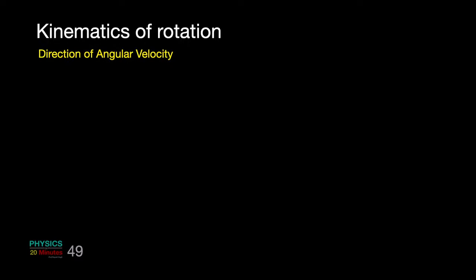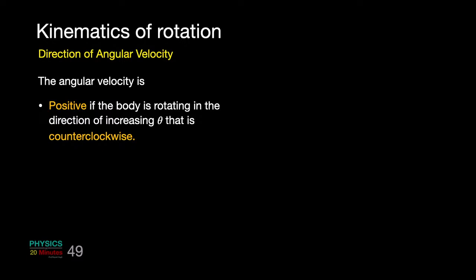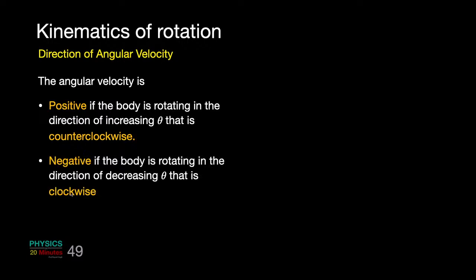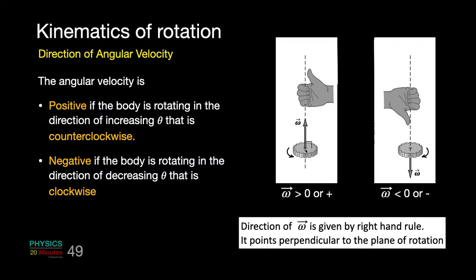Direction of rotation. What will be the direction of angular velocity? The angular velocity is positive if the body is rotating in the direction of increasing theta, that is counterclockwise. So if it is moving in an anti-clockwise sense, we say omega is positive. If it is moving in a clockwise sense, then we take omega as negative. I have an illustration given in the diagrams.